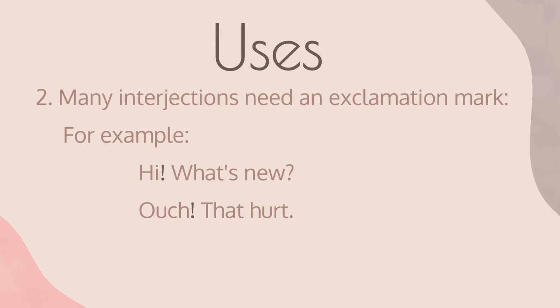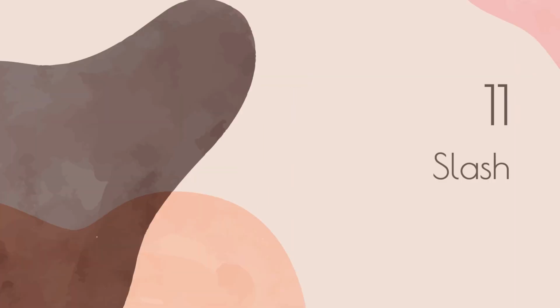Interjections are words that are used to express a feeling or make a demand. For example, "Hi! What's new?" Here, hi is an interjection, and we're using an exclamation mark after that. Then, "Ouch! That hurts." Ouch is a natural sound that naturally comes out of us when we are hurt. So we're using an exclamation mark after that.